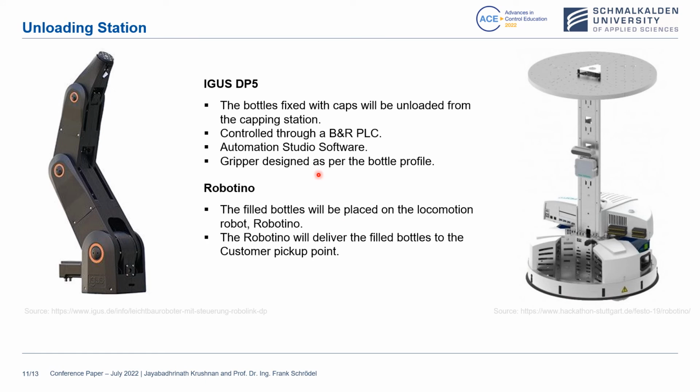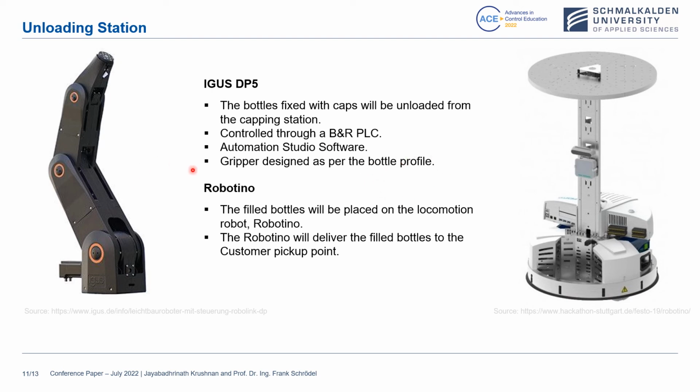Finally, in the unloading station, the Igus robot is used to pick the bottles from the capping station. The Igus robot is a 5 degree of freedom robot which is a cost-effective robotic arm. The Igus robot is controlled through a BNR PLC and programmed using Automation Studio software. The gripper of the Igus robot is designed as per the bottle's profile.